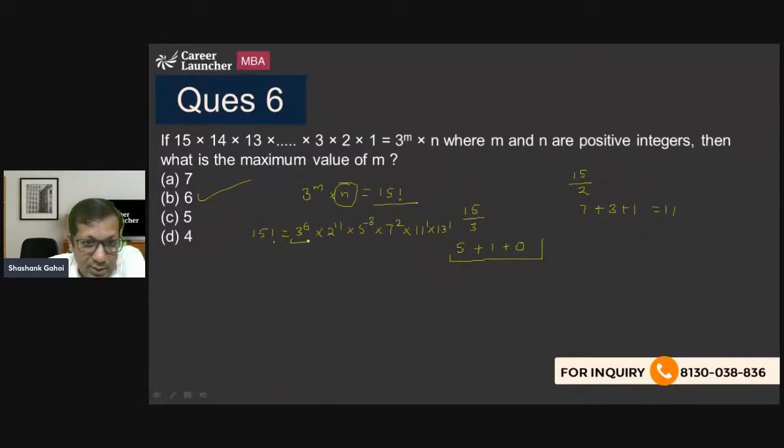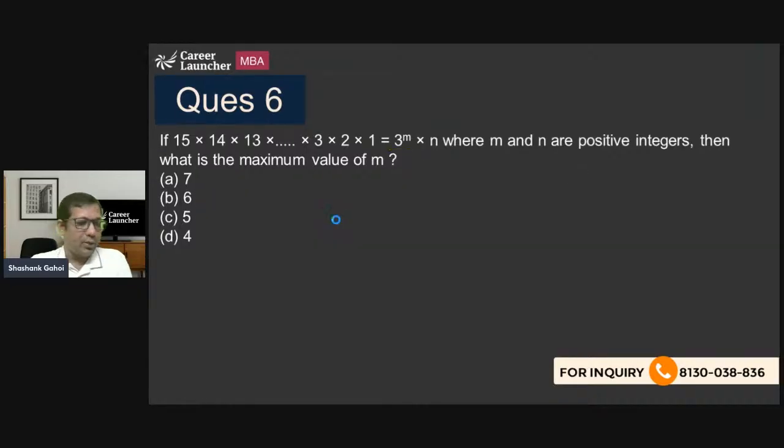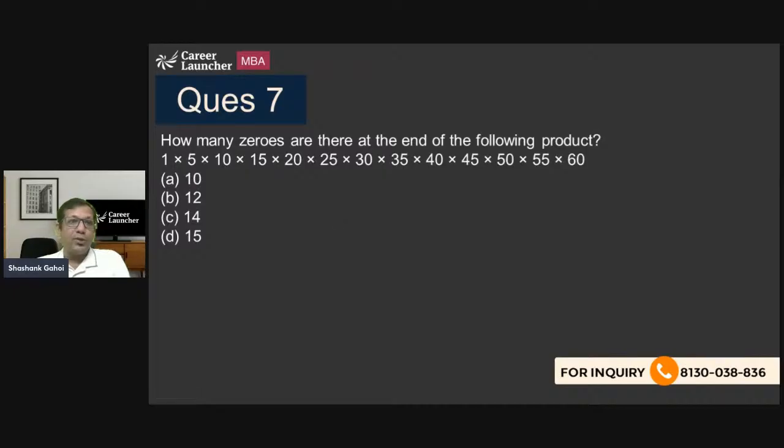Now this is actually 3 power n, and this whole value is actually n. N is a positive integer. It never says that n is a multiple of 2, n is a multiple of 5. It never says that. So this whole number becomes n. So that's why it says 3 power m into n, because 15 factorial doesn't have only 3, there are others as well. Understood? Okay. Now let's move on to this one.